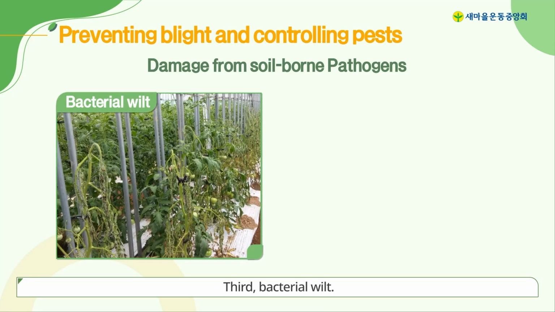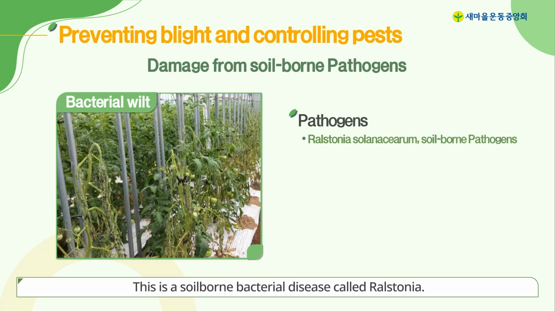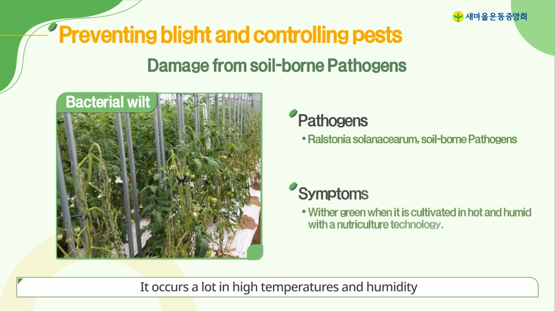Third, bacterial wilt. This is a soil-borne bacterial disease caused by Ralstonia. It occurs a lot in high temperatures and humidity, and during nutrient solution culture and aquaculture. It usually inflicts significant damage on solanaceous crops, such as chili peppers, tomatoes, and potatoes.